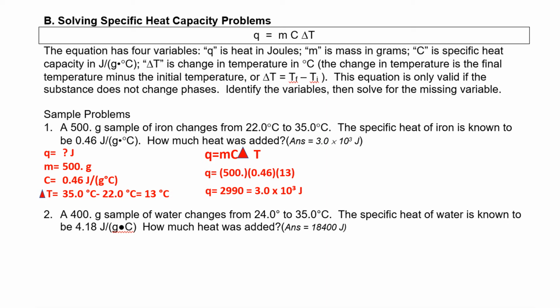The second problem says a 400 gram sample of water changes from 24 degrees Celsius to 35 degrees Celsius. The specific heat of water is known to be 4.18 joules per gram degrees Celsius. How much heat was added? So I'm going to pause the video for a second, and I want you to pause it on your end as well. I want you to try this one on your own. See if you can identify the variables that you're given. Try to identify what you're trying to find. Plug it into the formula and see if you can get to that answer.